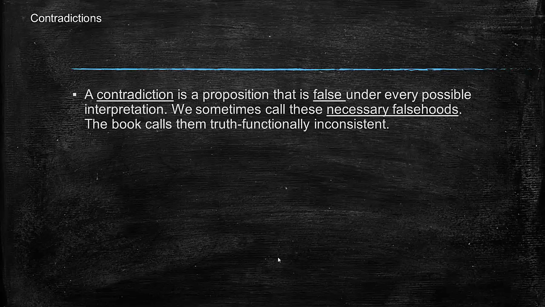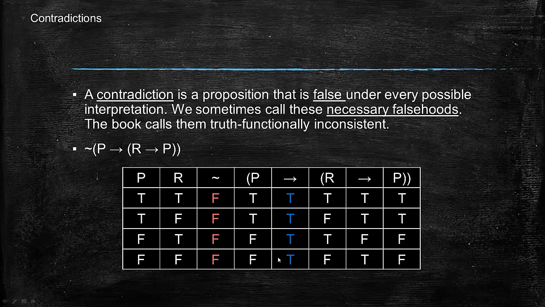Now, a contradiction is the opposite of a tautology. A contradiction is a proposition that is false under every possible interpretation. And we sometimes call these necessary falsehoods, and the book calls them truth functionally inconsistent. Now, one way we can make a contradiction very easily is just to take a known tautology and negate it, which is what we've done here.